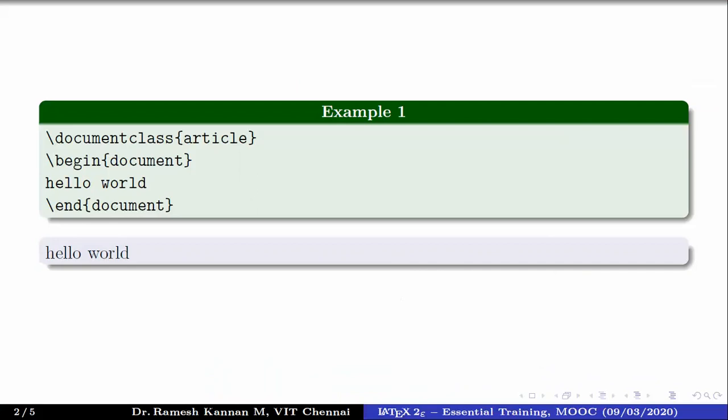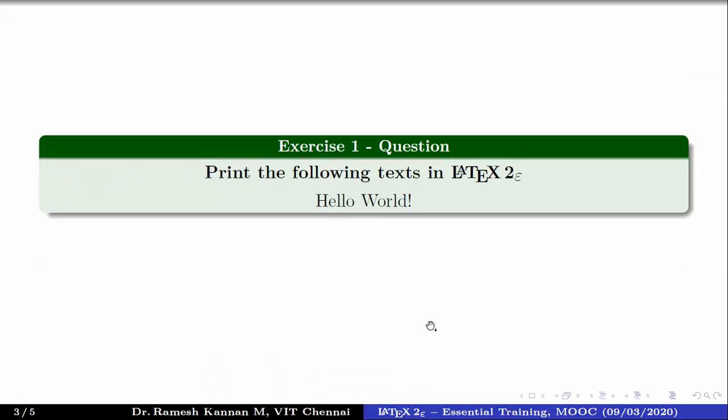Let's take one challenge. So exercise one, I request you to print this text, hello world, with the H being capital and a space and W being capital and an exclamation mark. So pause the video, kindly do it in TexMaker, and let's see what happens.